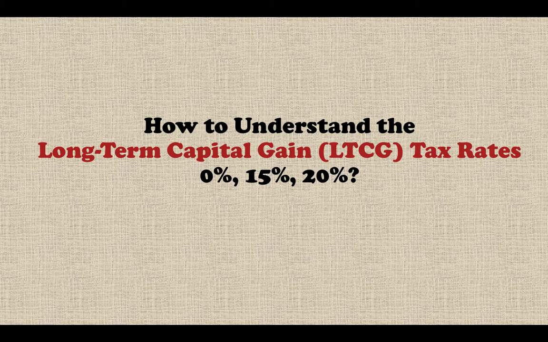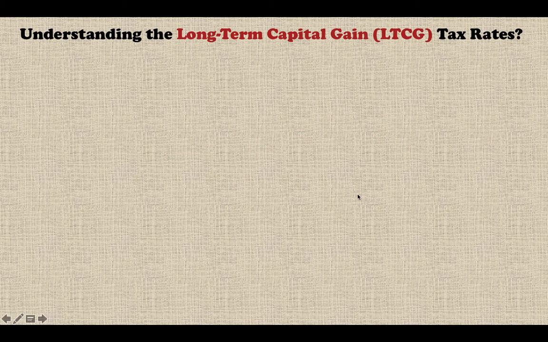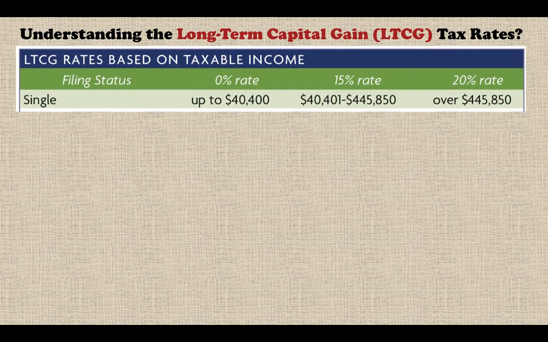In this video, I'm going to talk about how to understand the long-term capital gain tax rate. There are three tax brackets for long-term capital gain: 0%, 15%, and 20%. Let's see how to understand it.